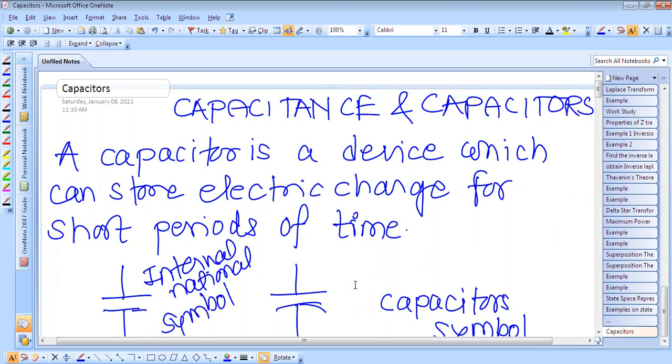Whenever we put resistance in a circuit, it opposes the flow of current through the circuit, and charges flow through the resistance. Similarly, a capacitor is a device which can store electric charge, whereas charge flows through the resistor. But in a capacitor we can store the electric charge for a short period of time.